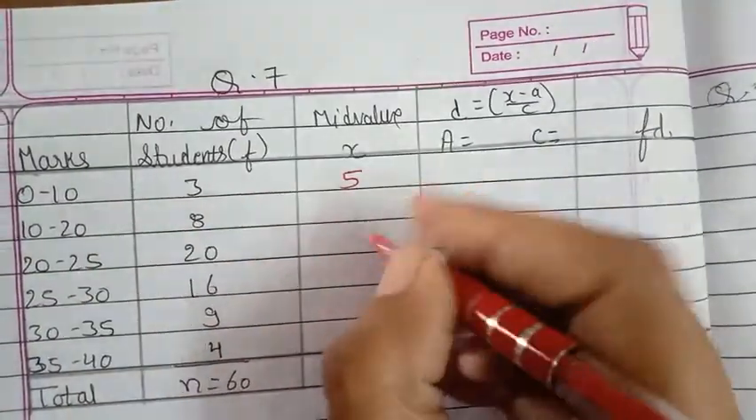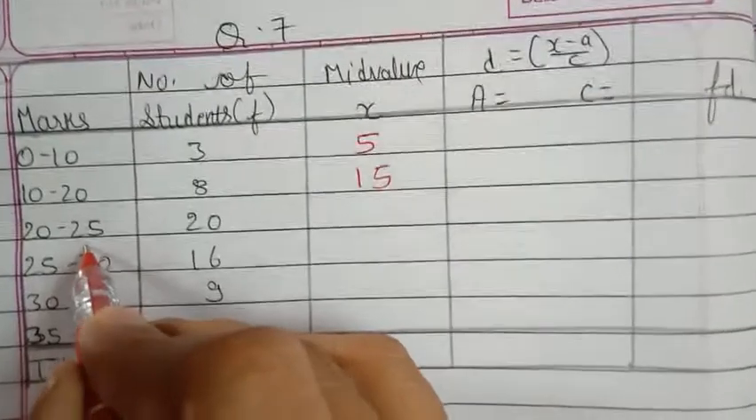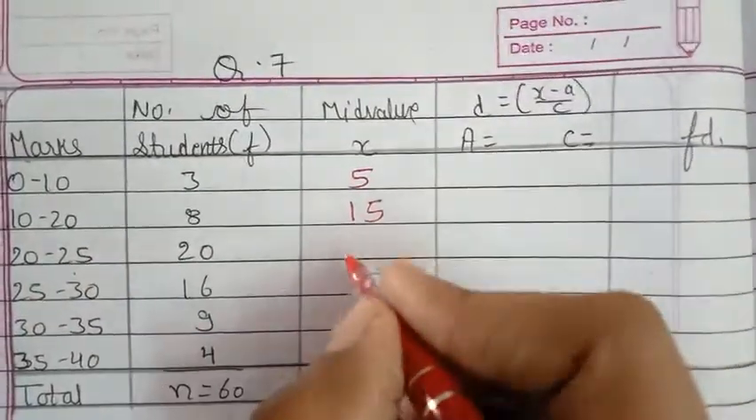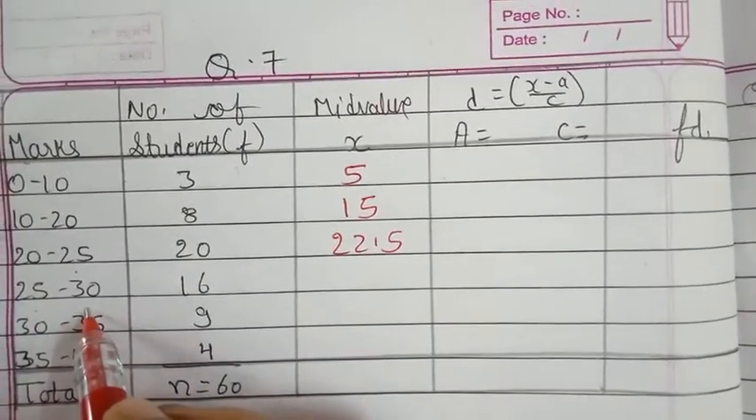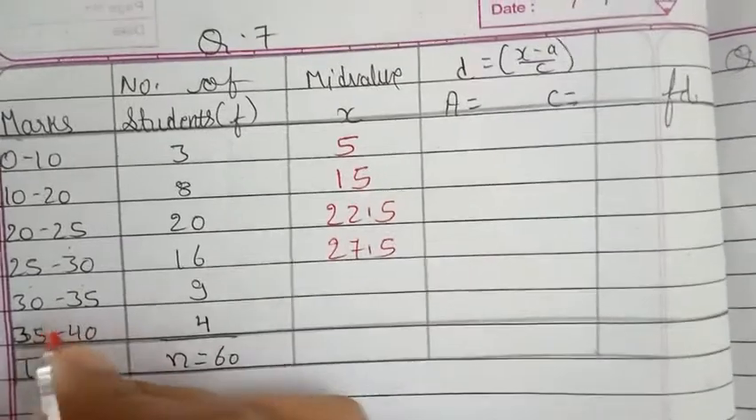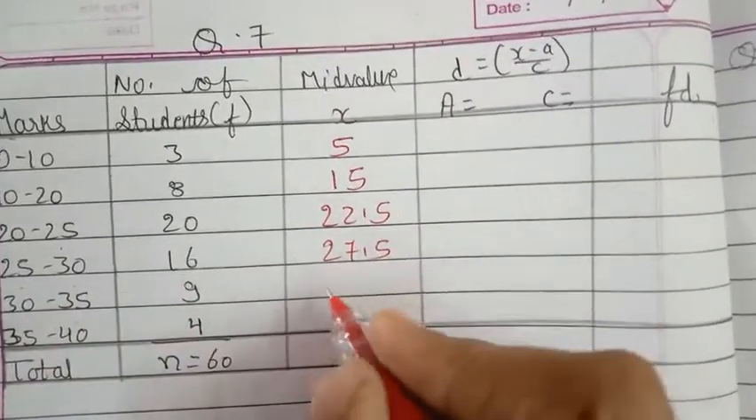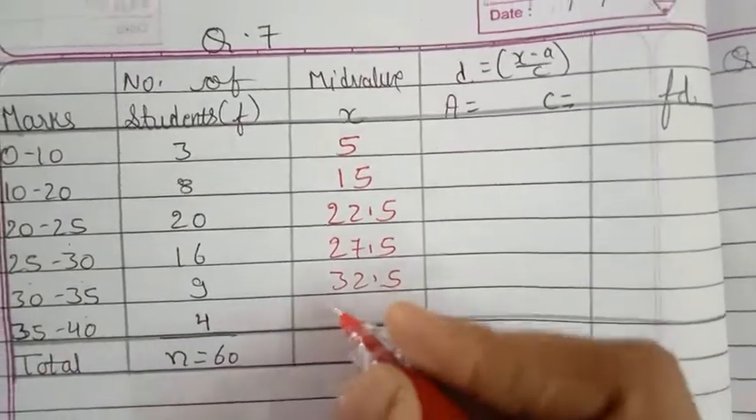Then 10 plus 20 divided by 2, 15. 20 plus 25 divided by 2, 22.5. 25 plus 30 divided by 2, 27.5. 30 plus 35 divided by 2, that is 32.5. And 35 plus 40 divided by 2, that is 37.5.